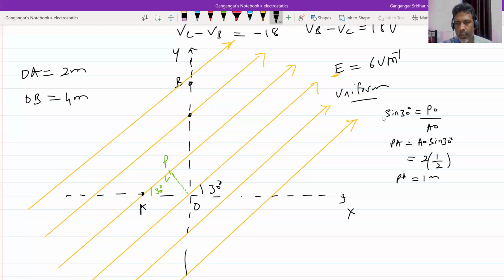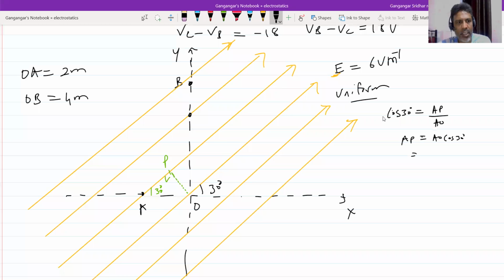This is AP, I'll write it. Sin theta is PO by AO, but we needed AP, no? Not this, not this. Cos theta we will take. Cos 30 is equal to AP by AO. So AP is equal to AO cos 30 degrees. What is the value of AO? 2 meter times root 3 by 2. So root 3 meter is the value of AP.